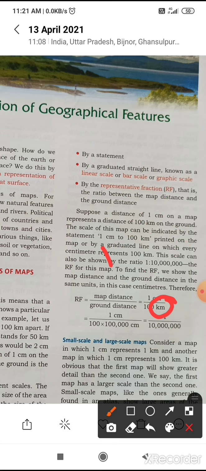Next is difference between small scale and large scale maps. This also you have studied in the 6th class.